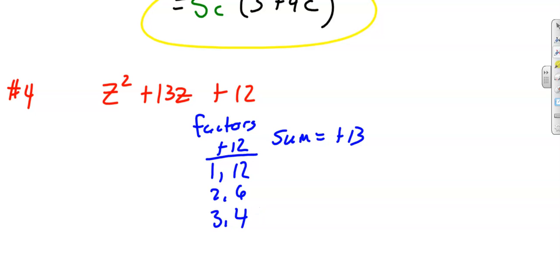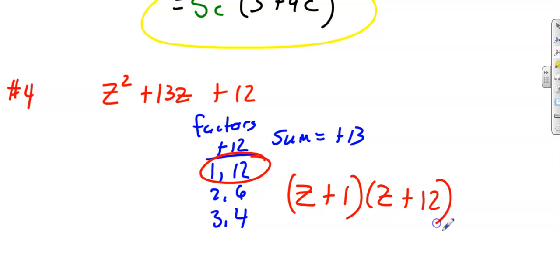The signs. So the pair that's going to add up to 13, that's going to be the 1 and 12. So then your final answer would be z plus 1 and z plus 12.